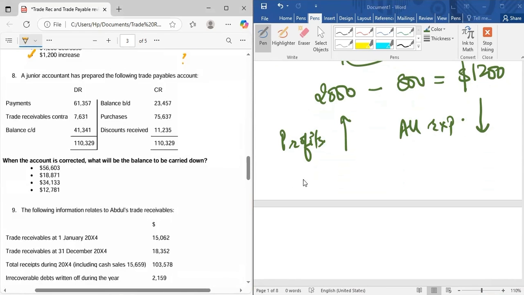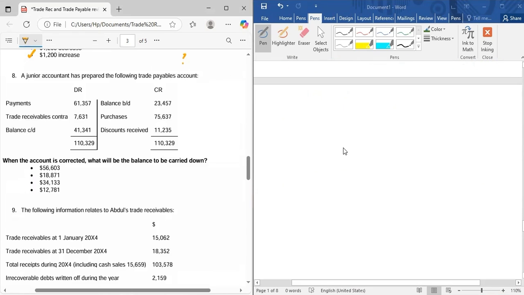let's move forward. A junior accountant has prepared the following trade payables account. When the account is corrected, what will be the balance to be carried down? Since he was a junior accountant, he has made some mistakes. So now we have to correct these mistakes. Okay, let's see how this will happen. Let us also make this account. This is our debit side. This is our credit side.